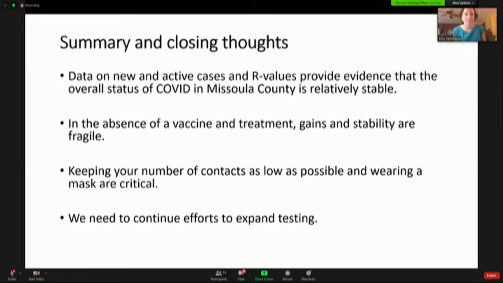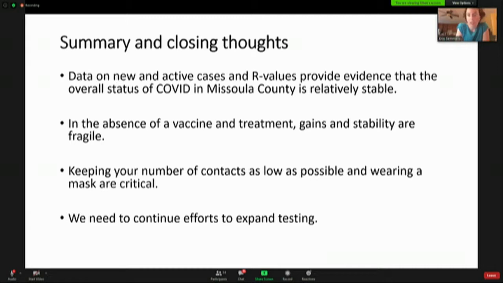Thanks very much, Rebecca. And so some closing thoughts here. The data we presented today on new and active cases, as well as the data on R values, provide evidence that the overall status of COVID in Missoula County is relatively stable. We saw signs that improvements are possible through policy and behavior change, but also that in the absence of a vaccine and treatment, gains and stability that we see are fragile.